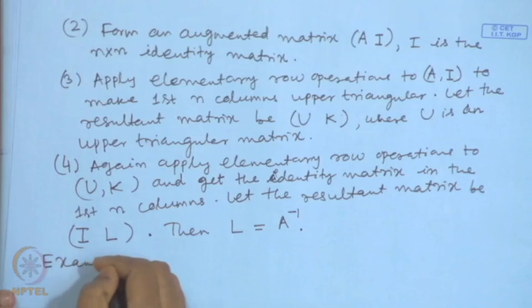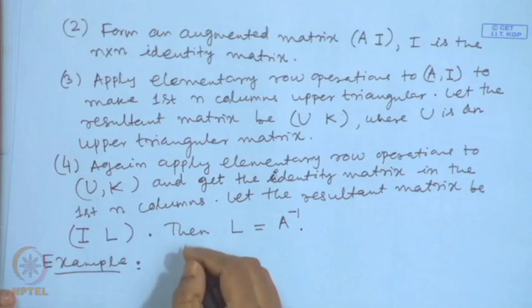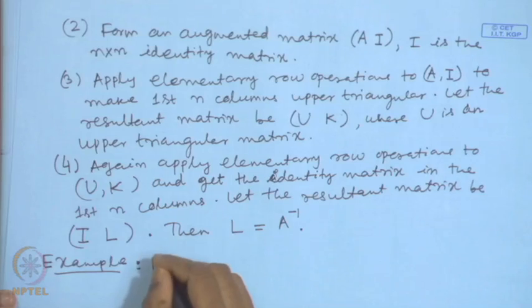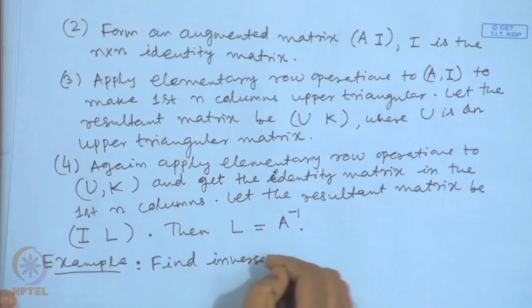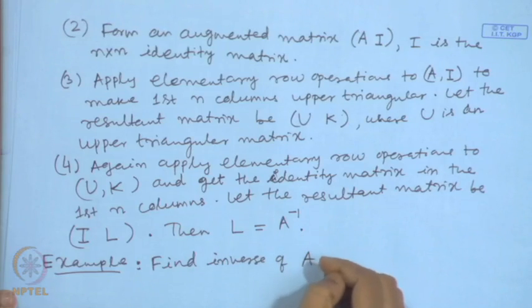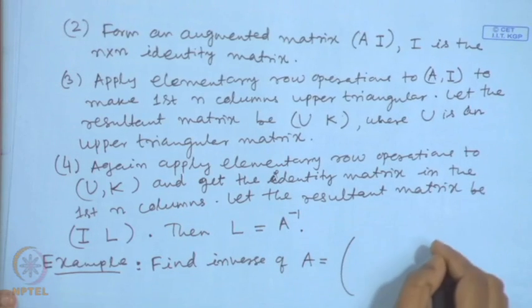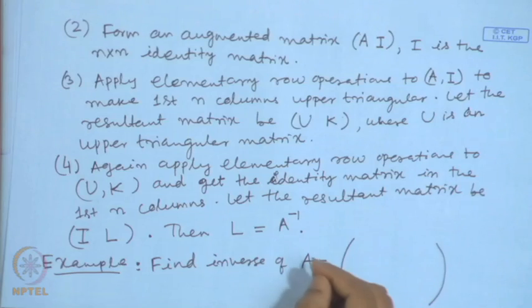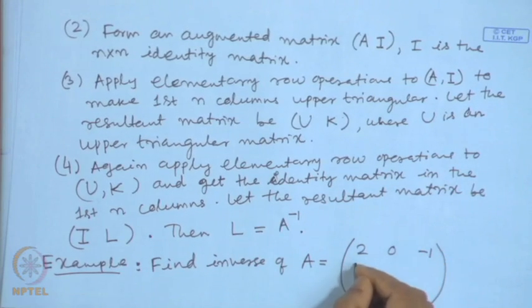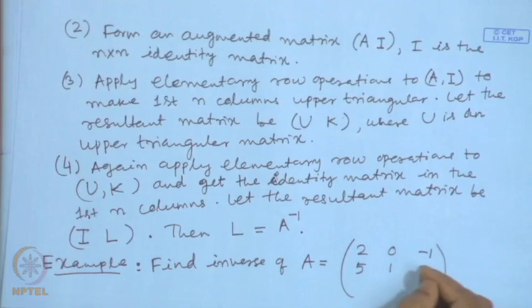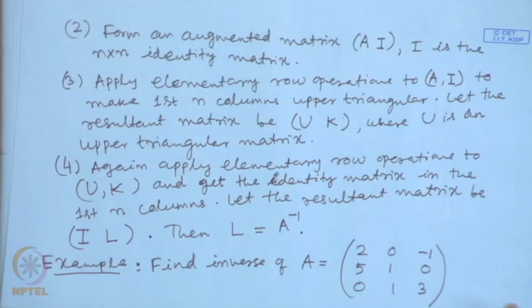So, let us consider one example where we find the inverse of a matrix by applying this Gauss-Jordan elimination method. Find the inverse of this matrix A, that is given by 2 0 minus 1, 5 1 0, 0 1 3.